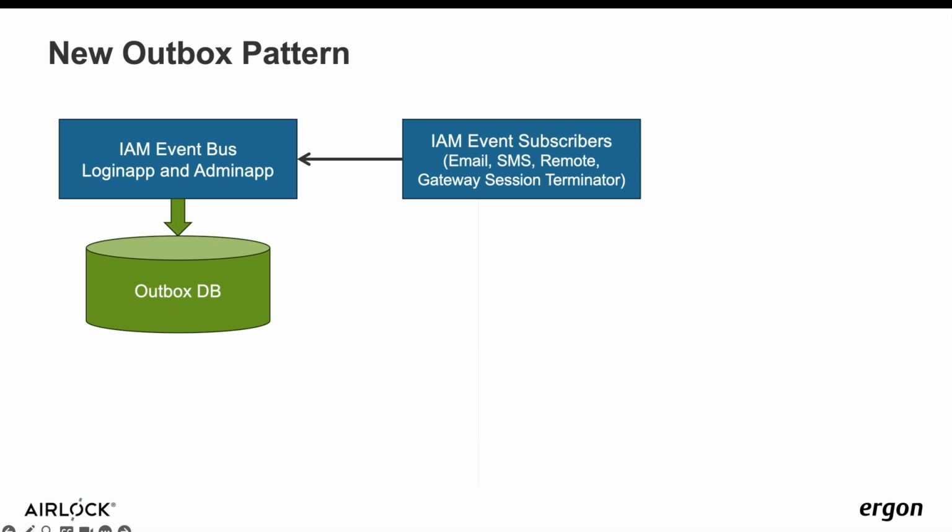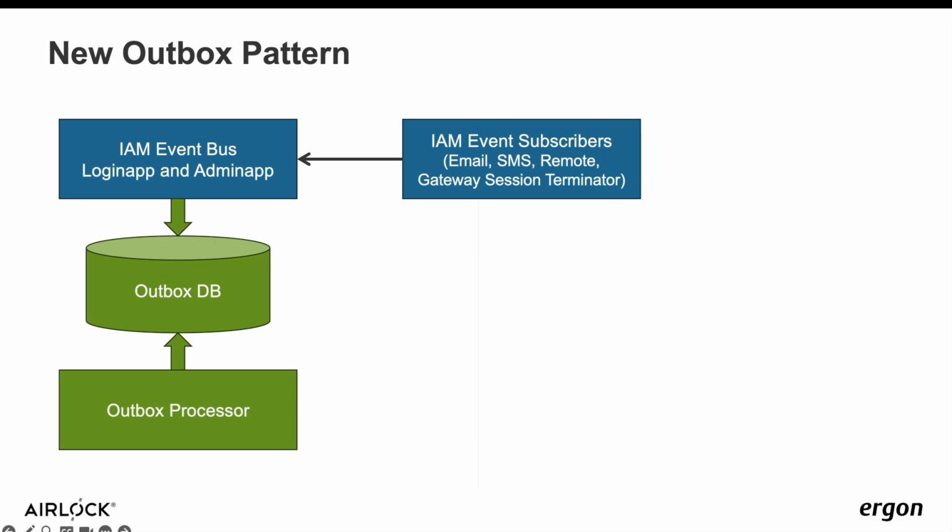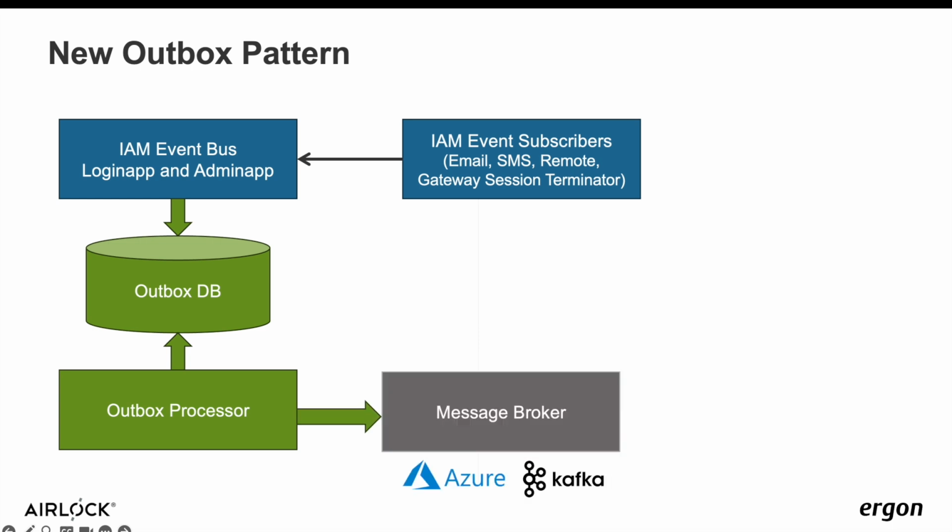So once you enable reliable events, the Outbox DB will be written, and all the events configured will be written to that database. There is a new process called the Outbox processor that scans through the database for new events, and if there are new events, it will process them and forward them to a message broker. Currently, we're supporting Azure Event Hub and Kafka. So those are the only message brokers that will connect and that will profit from the reliable events.